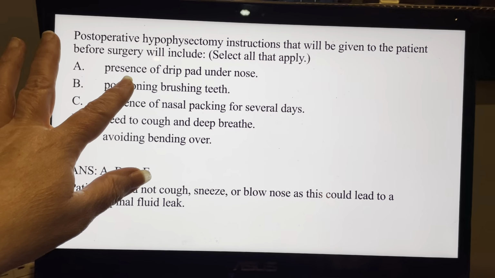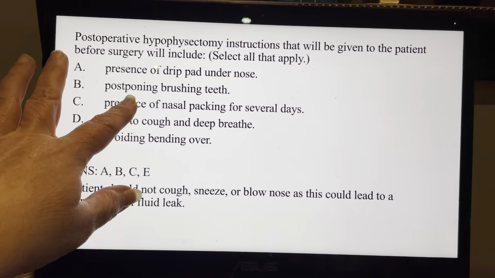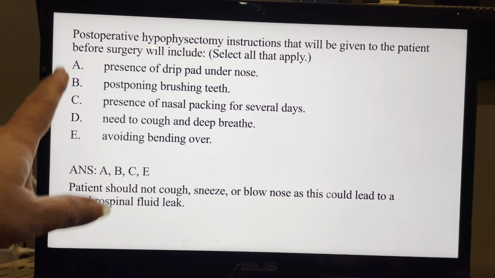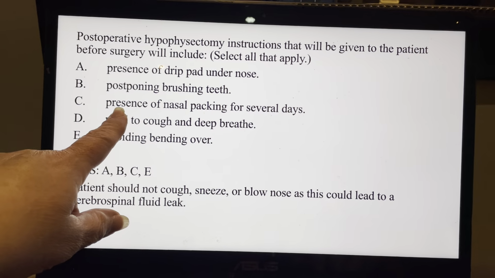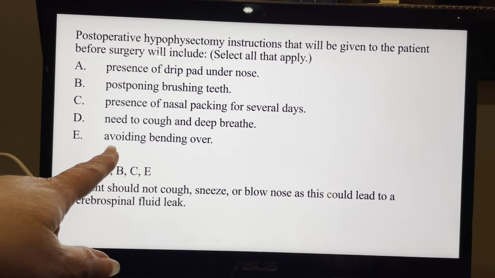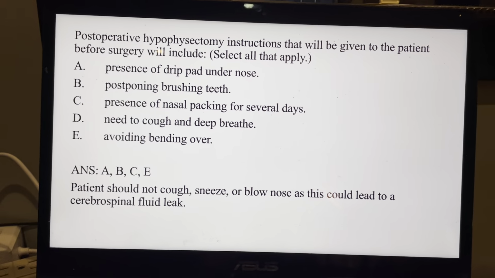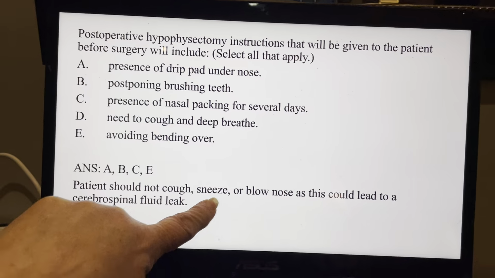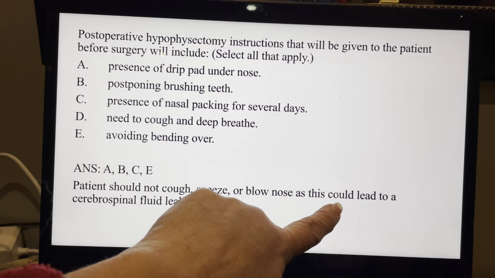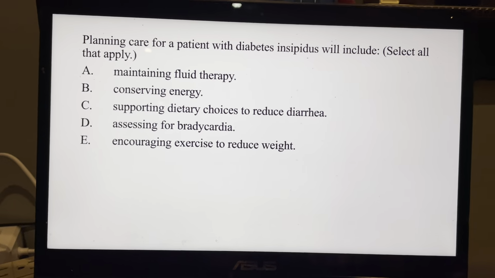There's going to be a drip pad under your nose so we can see if you got cerebrospinal fluid. And if you brush your teeth, you're going to jack the spot we popped a hole in you. They'll have nasal packing. And don't bend over because that increases the pressure in your head. And the patient should not cough, sneeze, or blow their nose because that could cause the cerebrospinal fluid in your brain to come out. Dear God.